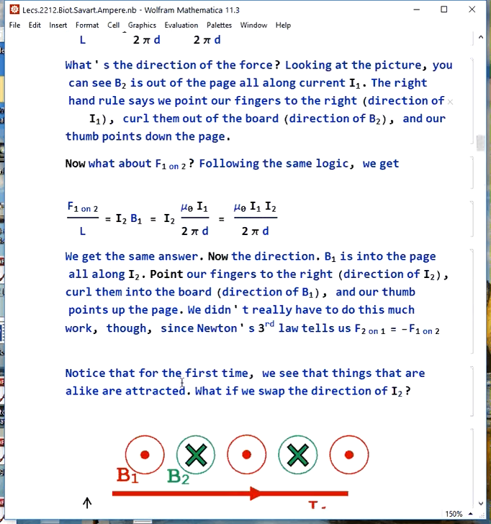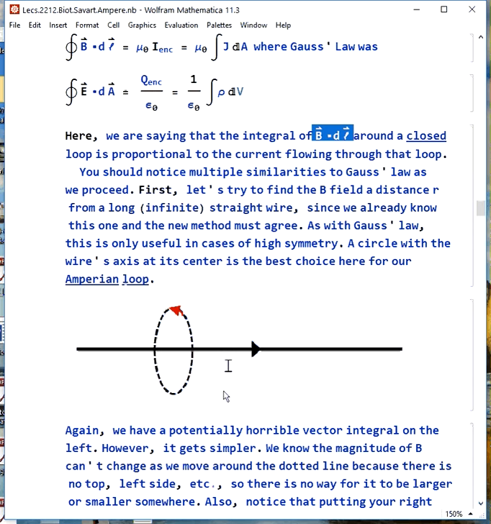First, let's find something we know. Let's try and find the B field at distance r from our long infinite straight wire. We already know this answer, and as with Gauss's law, we're only going to use this in cases where we have high symmetry.